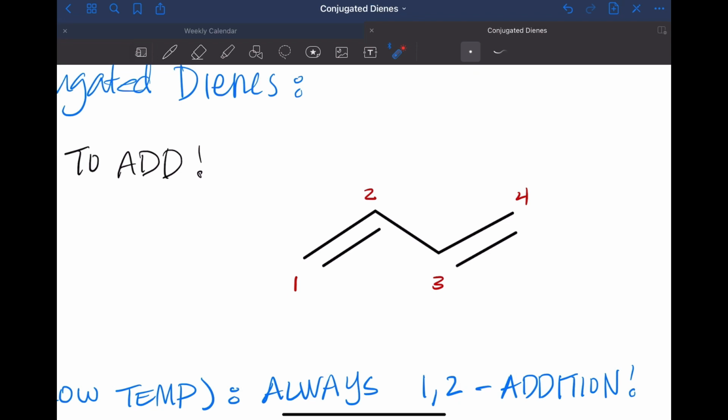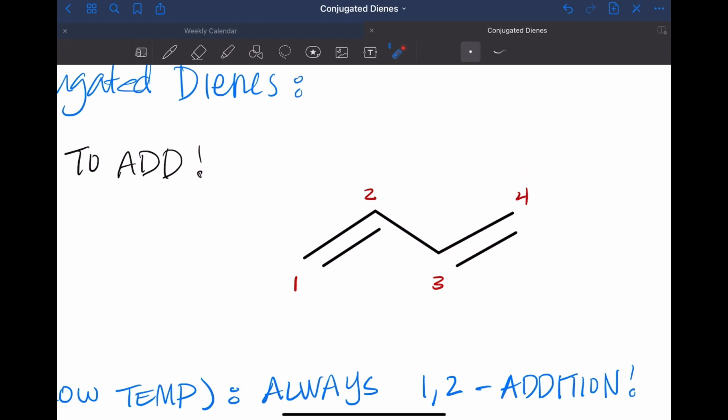Well, we have a 4-carbon chain, which is where buta comes from. And then we have a double bond starting at carbon 1 and a double bond starting at carbon 3. We have that single bond right in there in between carbons 2 and 3. So we know we have a conjugated system that we are looking at. So the two ways that we can add to this conjugated diene are either at the 1 and 2 position or the 1 and 4 position.